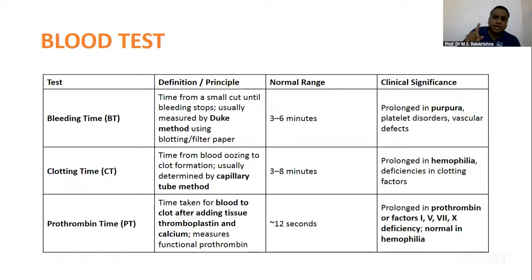Then you should have a vague idea about bleeding time, clotting time, prothrombin time. Bleeding time is 3 to 6 minutes, clotting time is 3 to 8 minutes, and prothrombin time is up to 12 seconds. So this prothrombin time is generally what they ask in the exam. It is prolonged in prothrombin or factors 1, 5, 7, 10 deficiency. So if these factors are not there, prothrombin time is increased. And it is normal in hemophilic patients. Clotting time is increased in hemophilic patients. Bleeding time is increased in purpura or platelet disorder patients.